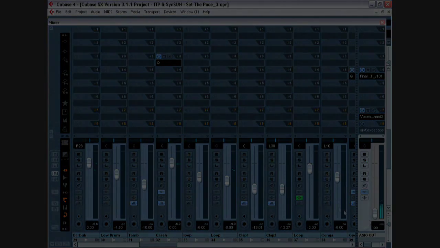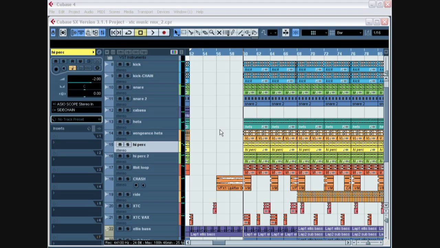Many beginners want to get a pumping effect using extreme compression values on the master section. This is a mistake.